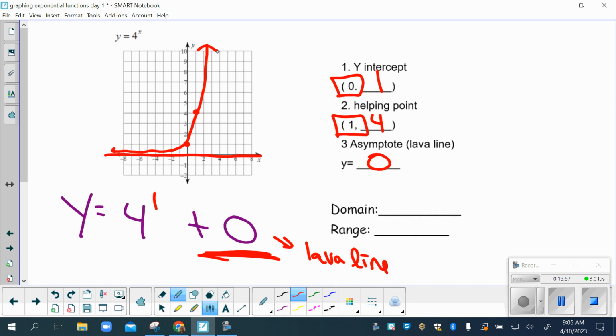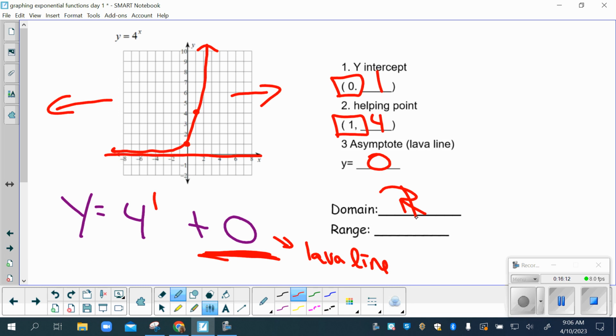Domain is so easy. Side to side, everything's fair game. I can go all this way. It's all fair game. We call that all real numbers. Yay! But the range is cool.